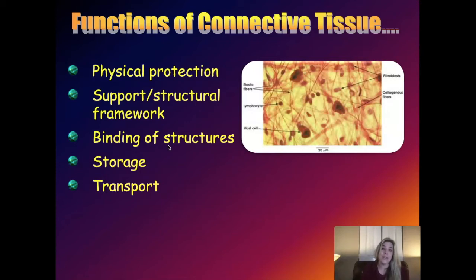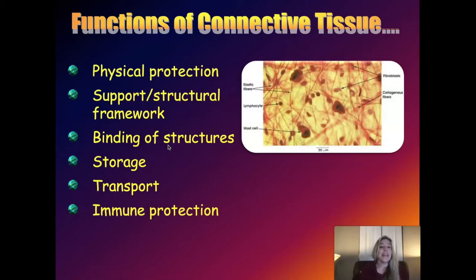Now, you might not realize it, but connective tissue can have a transport function, especially when you're dealing with blood. Blood is a fluid connective tissue. It's a type of tissue, and we certainly know that blood transports things. It's transporting hemoglobin, which carries oxygen or carbon dioxide. It's transporting nutrients, all sorts of things. So blood, connective tissue, has a transport function.